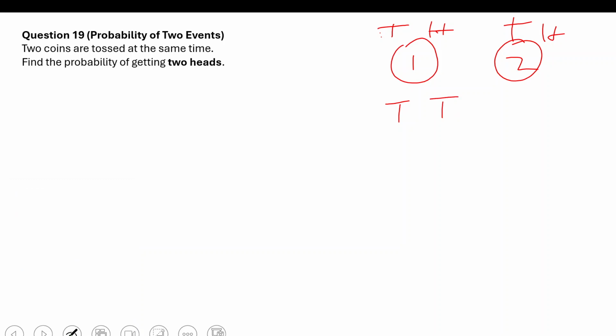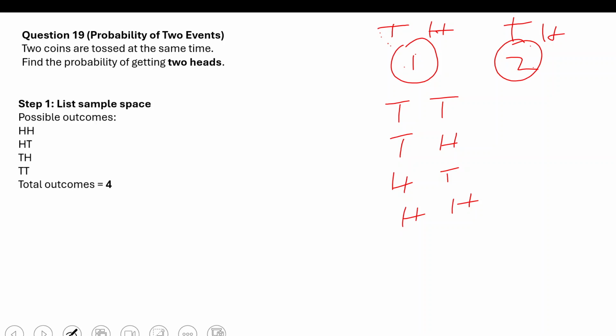Tail, tail, right? So from one and two, I can get tail, tail. I can get tail, head. I can get head, tail, or head, head. So these are the outcomes I can get, and the outcomes are four of them, right?